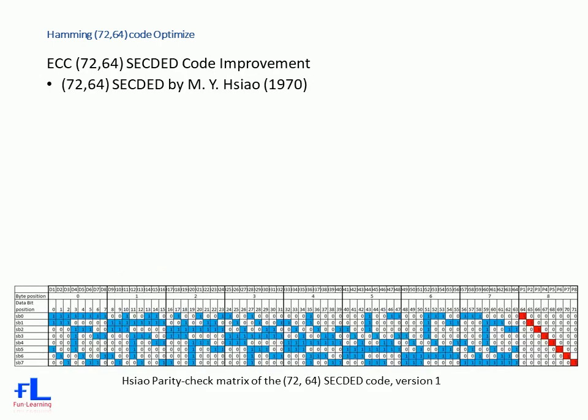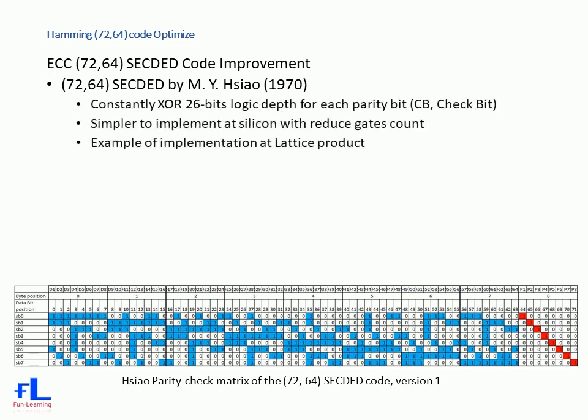The first 72,64 SEC-DED code was optimized by M.Y. Hsiao in 1970. It is a constant XOR of 26 bits logic depth for each parity bit, check bit. It is simpler to implement in silicon with reduced gate count. An example of implementation in a Lattice product uses the Hsiao parity check matrix of the 72,64 SEC-DED code, version 1, as shown here.